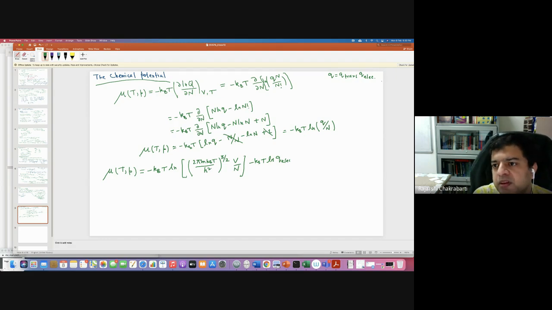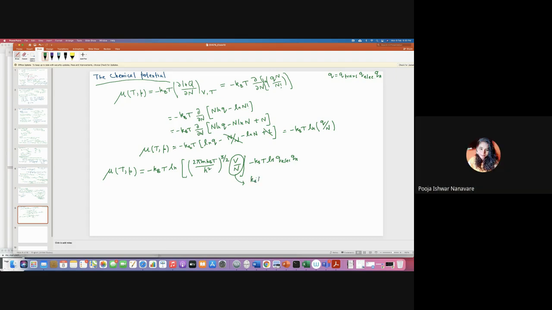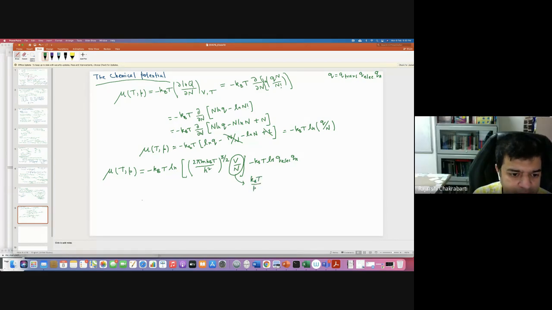q electronic. You can also take the nucleus if you want. Put q nuclear here. This is very straightforward. But we are dealing with an ideal gas. Now, what is V by N? It was done in the last class. This is equal to kT by P. So your expression now becomes, I take that P part outside.